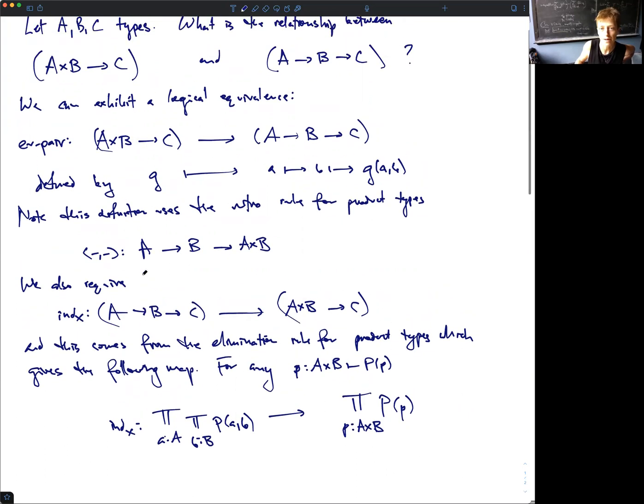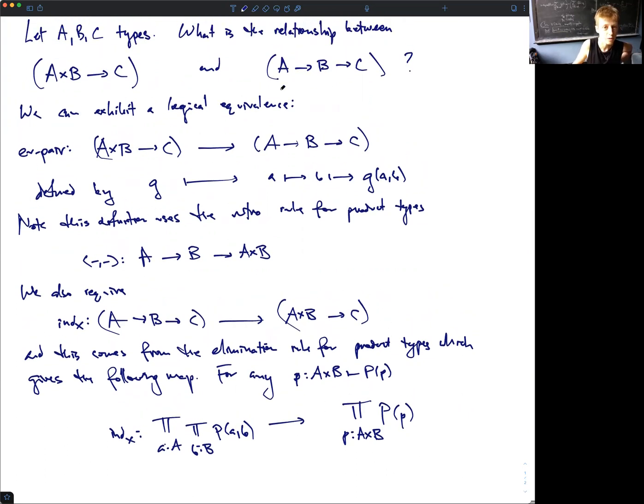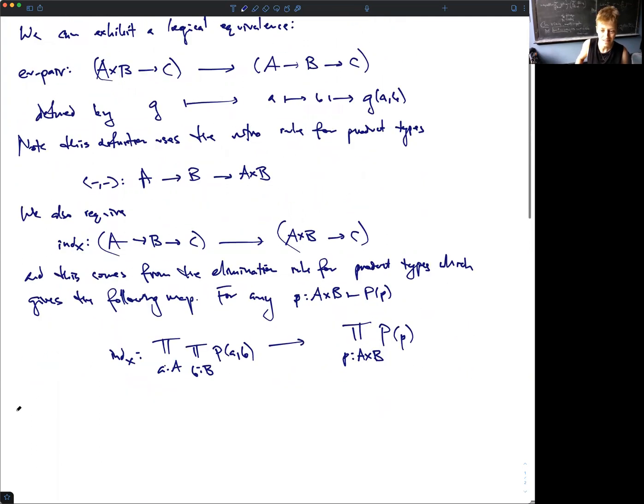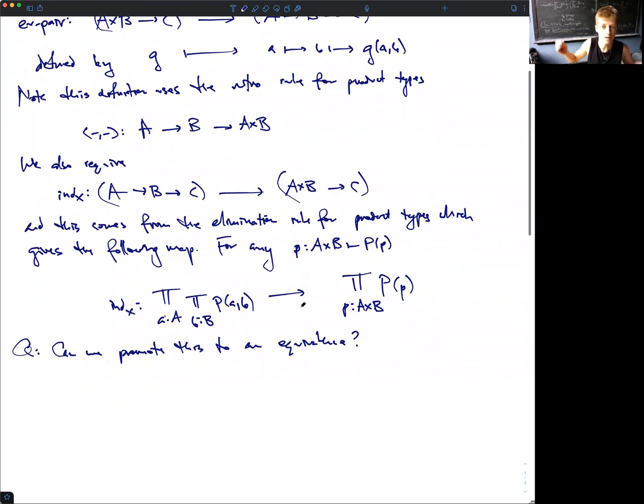Okay, so what have we done? We've exhibited a logical equivalence between this left-hand type and this right-hand type, but we might expect that these types are genuinely equivalent. So that's the next question. Can we promote this to an equivalence? In order to do so, what we require are a pair of homotopies. So let's try and construct them.